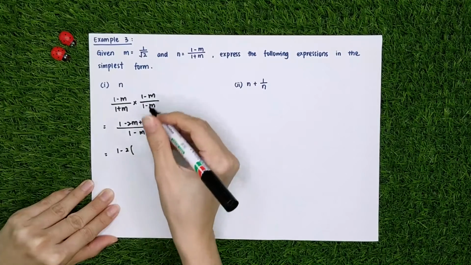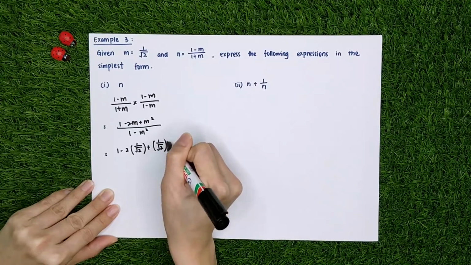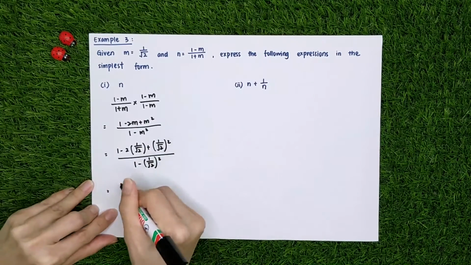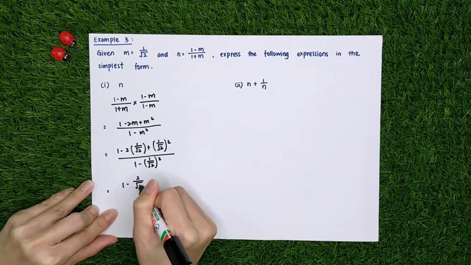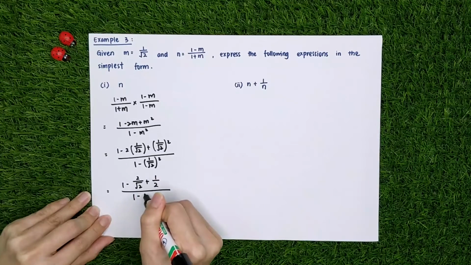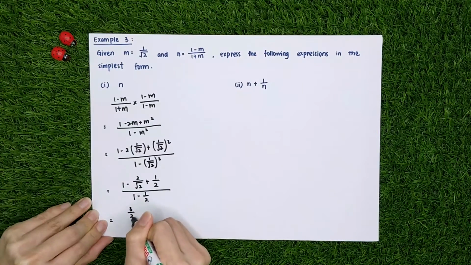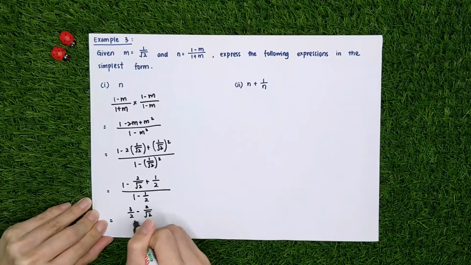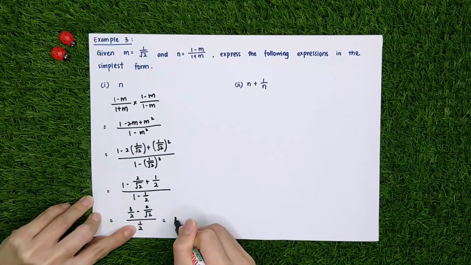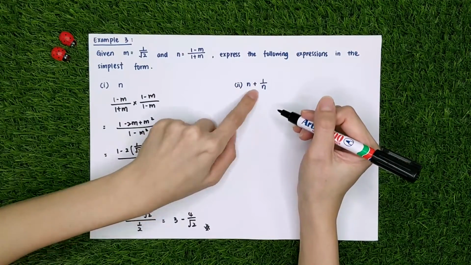1 minus 2M, M equals to 1 over square root of 2, plus 1 over square root of 2 squared, over 1 minus 1 over square root of 2 squared. So I will get 1 minus 2 square root of 2 plus 1 over 2 over 1 minus 1 over 2. So 1 plus half, I will get 3 over 2 minus 2 over 2 over half. Now finally 3 over 2 over 1 over 2, you will get 3 minus 4 over 2. Let's go to the second part, n plus 1 over n.